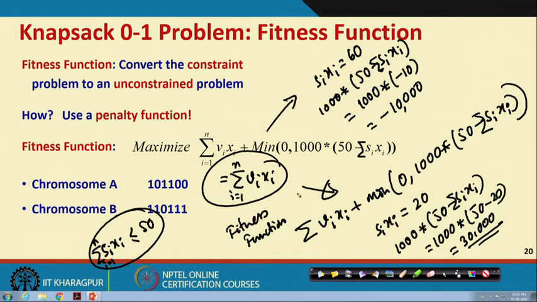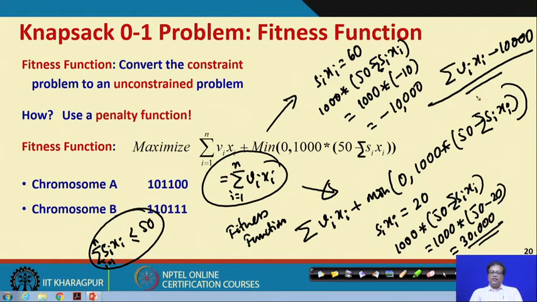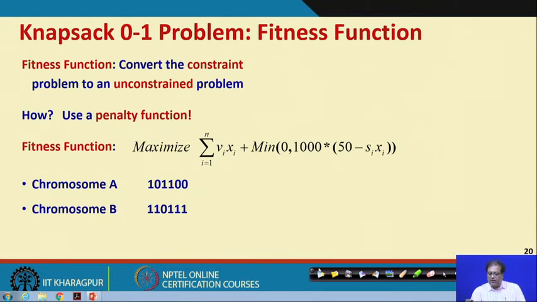This term will be sigma VIXI minus 10,000. Can you see that? So, the fitness function is reduced by a huge margin. Those strings are going to have very, very low values. That means they are actually infeasible, because they cross the weight, but they will still be considered, with a very low fitness value. So, this is exactly how these problems are treated.